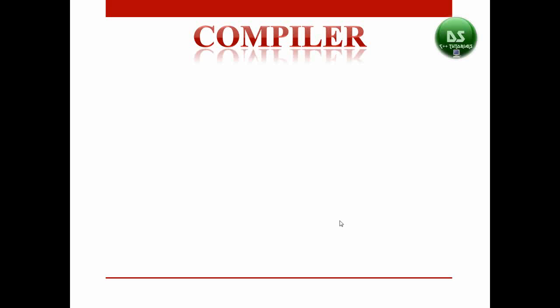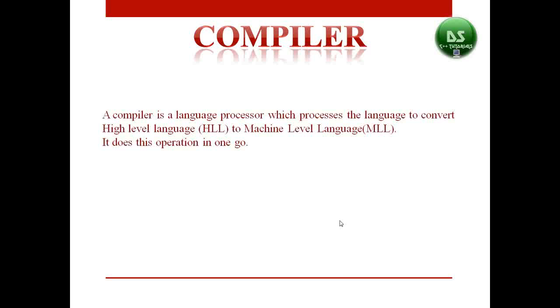Now the compiler. We have used the word compiler there. So what is a compiler then? A compiler is a language processor which converts high level language to machine level language. Whatever code we give as input to the compiler, it processes that language into machine level language that is understood by the machine. And this is how the compiler works.